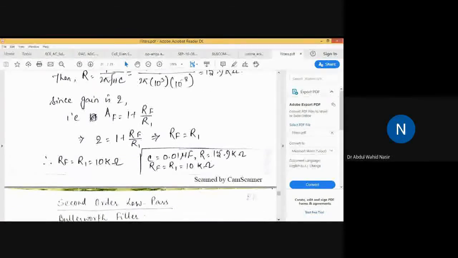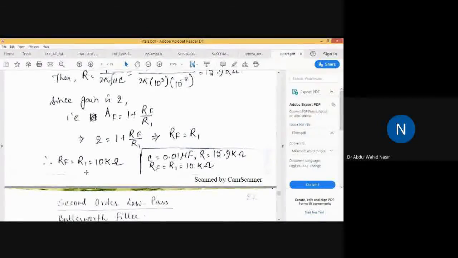So if you choose both the values as 10 kilo ohm, since RF and R1 are the same entity, then you will have a pass band gain of 2. Clear? So here in this case, RF and R1 have been chosen as 10 kilo ohm. You can choose 1 kilo ohm also, 5 kilo ohm also, anything, but you should follow the constraint RF is equal to R1.